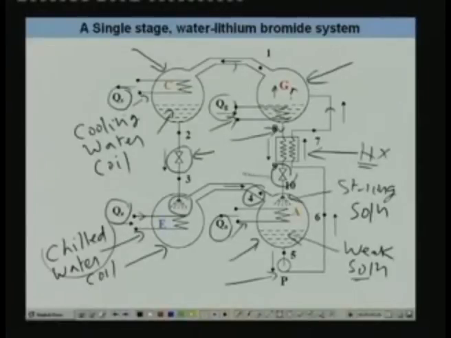Since it is still at high pressure, it is expanded through this solution expansion device, and its pressure drops to that of the absorber pressure. This low pressure rich solution is again sprayed into the absorber, and the solution cycle is completed, and this process goes on. This is the simple single stage vapor absorption refrigeration system.